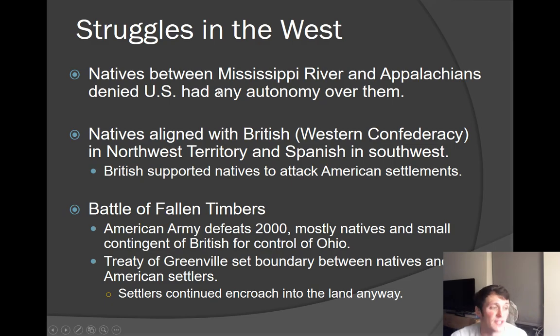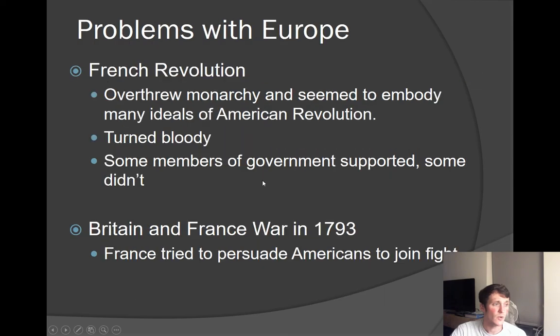So back to this Battle of Fallen Timbers, you're going to have this battle out west in Ohio, where the American army goes up against a group of Native Americans and a small contingent of British. That's going to be important because the British are continuously provoking the Native Americans to push against the Americans settling west, and that tension is going to build up and lead into the War of 1812 against the British.